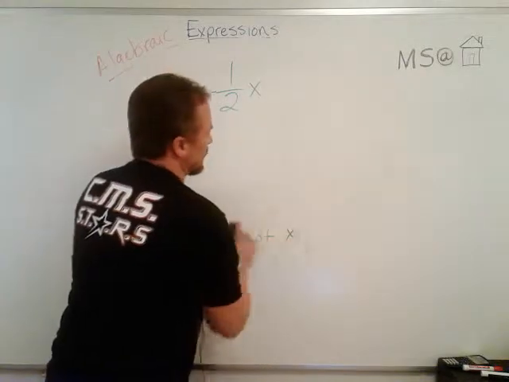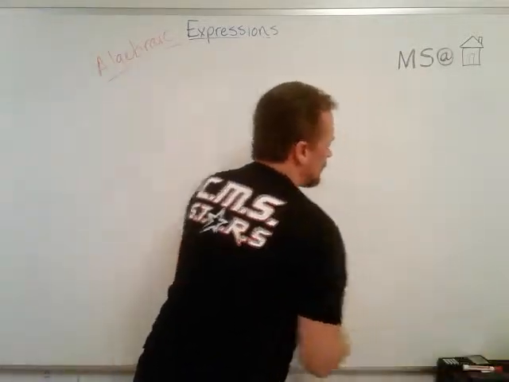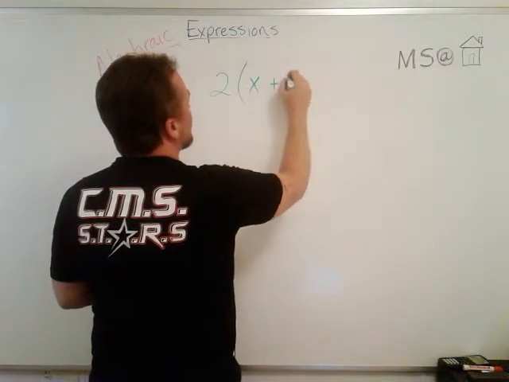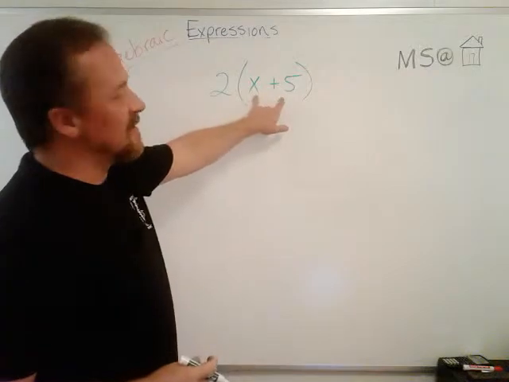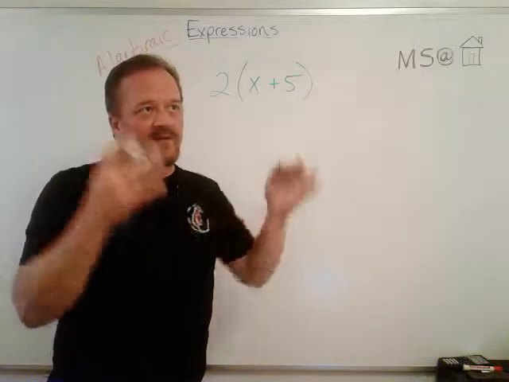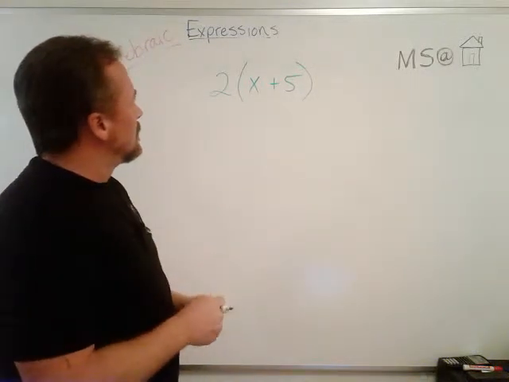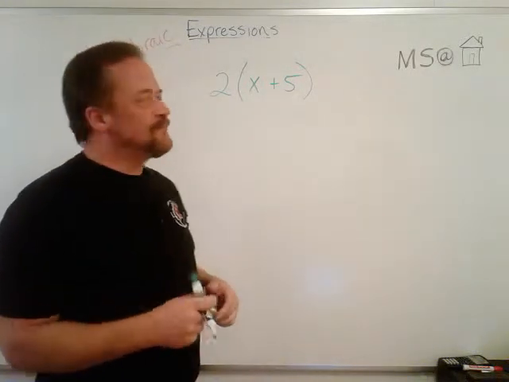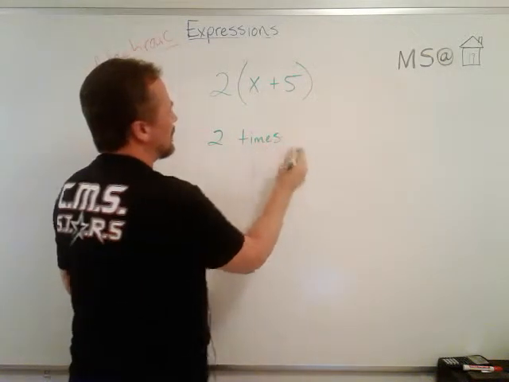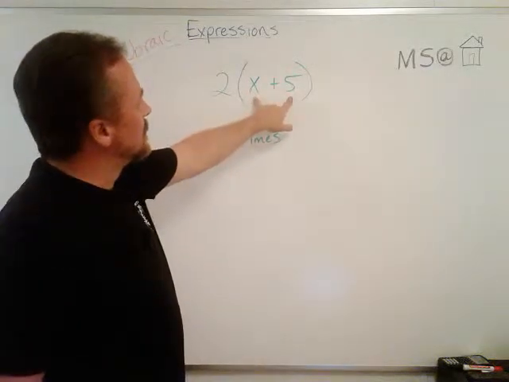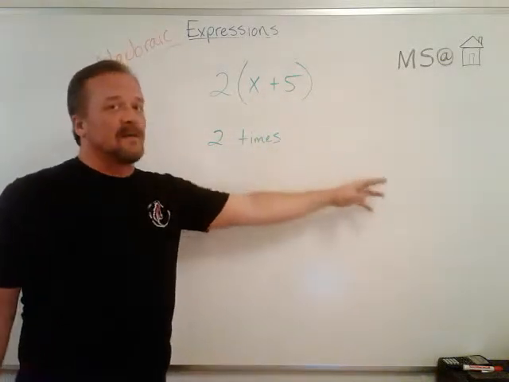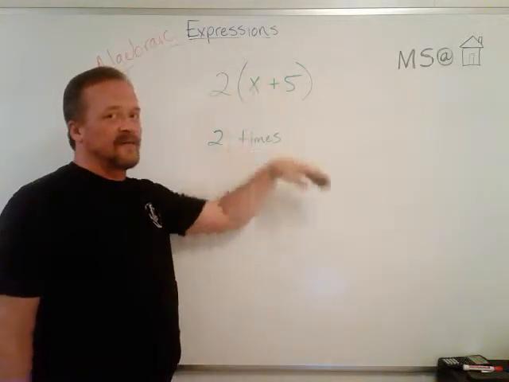How would I translate this? This time I have x plus 5 in a basket all by itself inside the parentheses, and then I have 2 being multiplied by whatever answer it is. Okay, well, there's a couple ways I can do this. I can say 2 times, and then I have to figure out what am I going to call this. It is a sum because it's being added, so I could say 2 times the sum of x and a number, or x and 5.